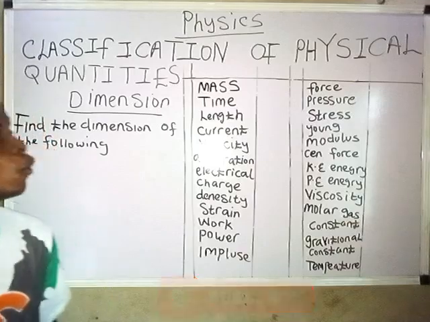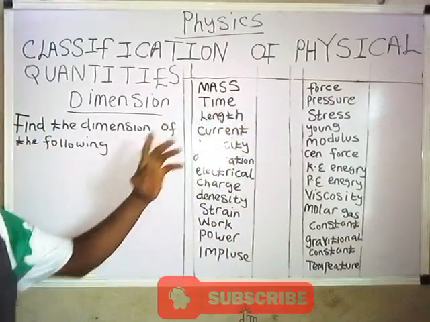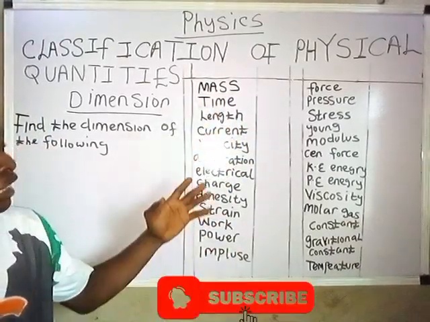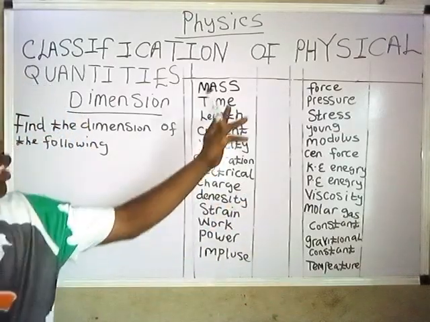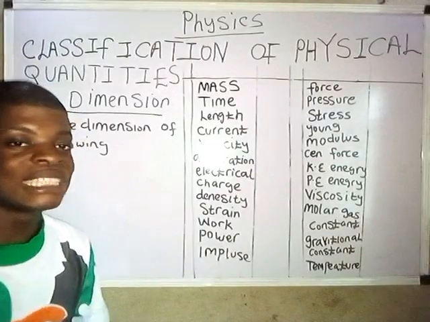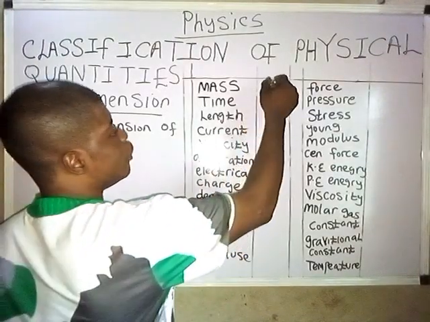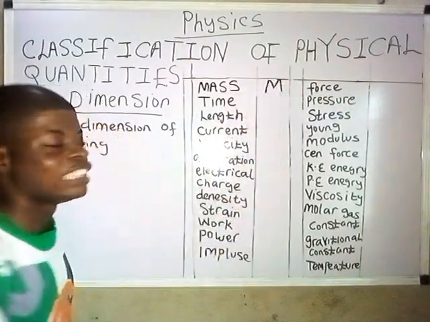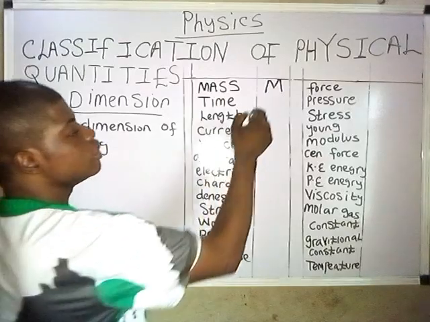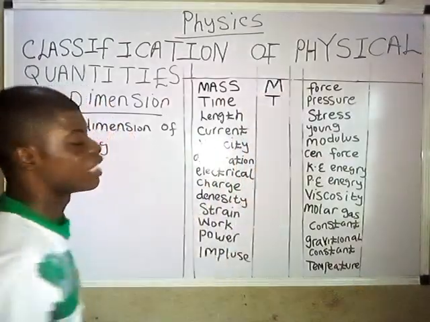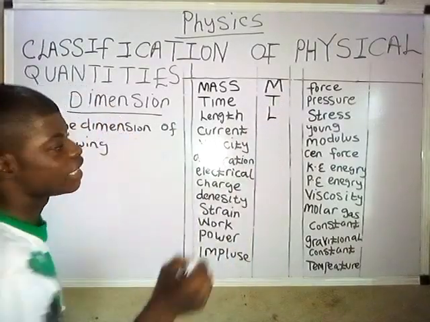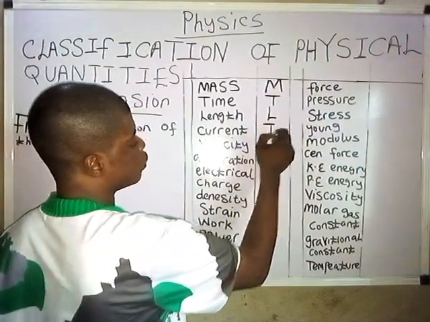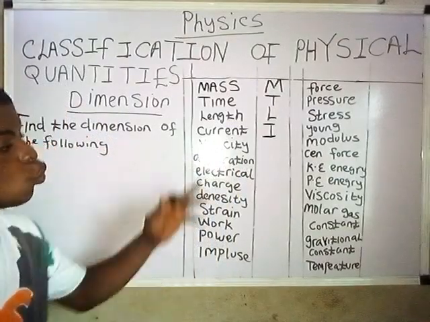First of all, we have to look at the dimension of the following: mass, time, length, current, velocity, acceleration, and the others. I told you that the dimension for mass is just M, so you don't need to solve anything, just M. Dimension for time is T, and dimension for length is L. Dimension for current is I. Dimension for velocity, we have to solve it.